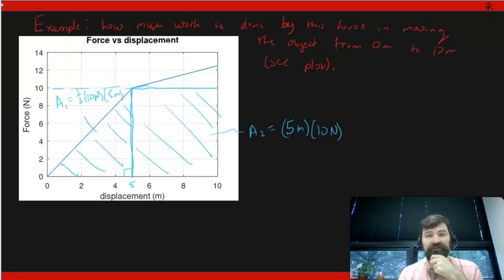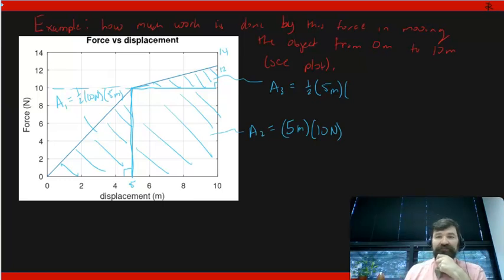And then our third shape is this nice triangle here. We could call this area 3. This is 1/2 of, again, 5 meters for the base, and the height seems to be running from 10. This right here is 12. This right here is 14. This looks like about 12.5. So 12.5 minus 10 would give us 2.5.